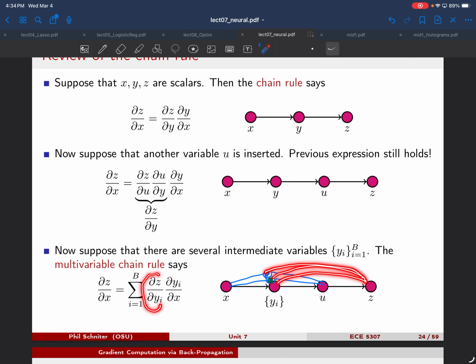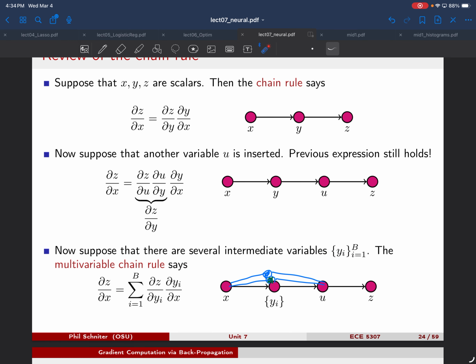So that's what these terms are. If I want to do dz dx, I do dz dyi directly times dy dx, but then I have to sum over all the y's. And that's how we get this expression.